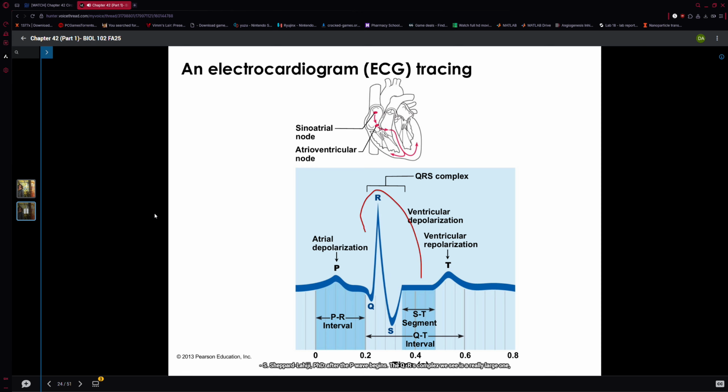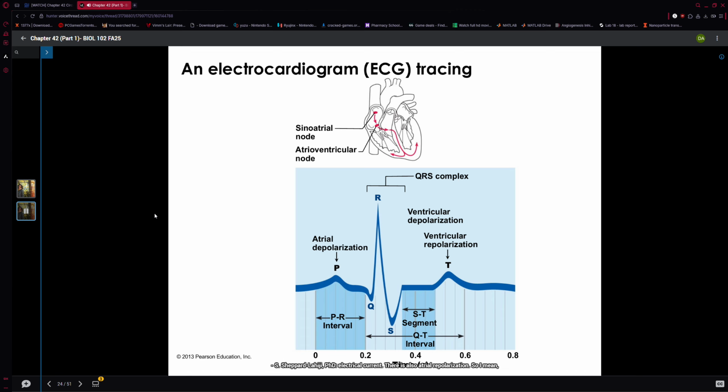The QRS complex we see is a really large one, and that's associated with ventricular depolarization. And it's higher than atrial depolarization just due to the thickness of the ventricles and the increased force with which they contract. So that's going to produce a signal. Okay, and so that's going to happen when the signal from the AV node spreads through the ventricular myocardium.